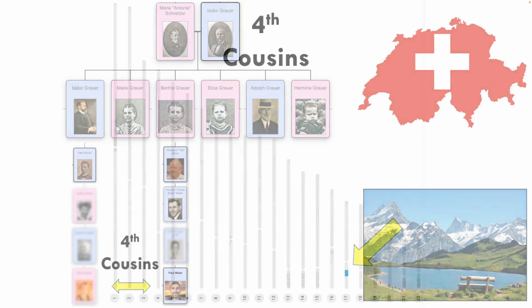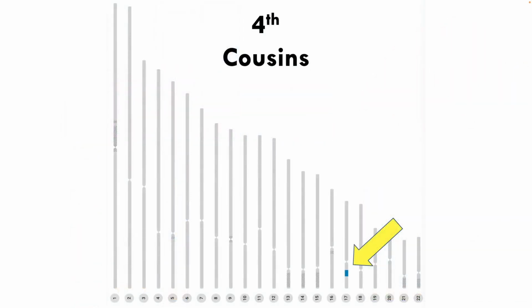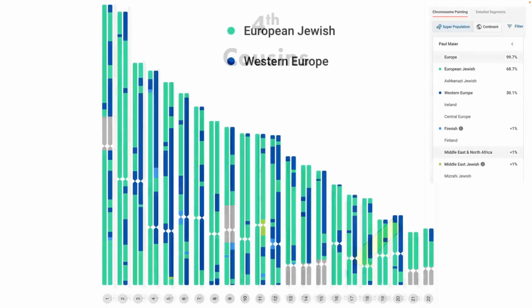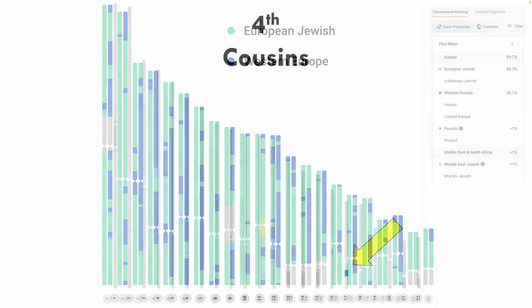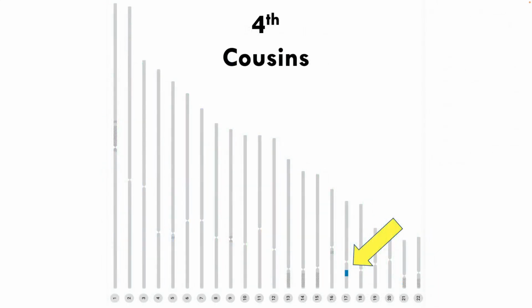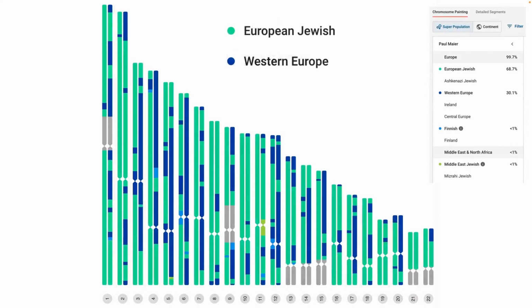Well, here's what we can do. We can look at the segment that we share. We're 4th cousins, and we have one shared segment on chromosome 17. And that's kind of hard to see, so let's zoom in. Sorry, got ahead of myself. So again, that's the segment, and we'll zoom in on that momentarily. But first, let's look at my chromosome painting. So this shows that, like I said, I'm 75% Ashkenazi Jewish, approximately, and 25% Western European at the superpopulation level.